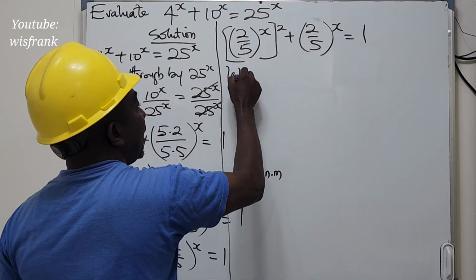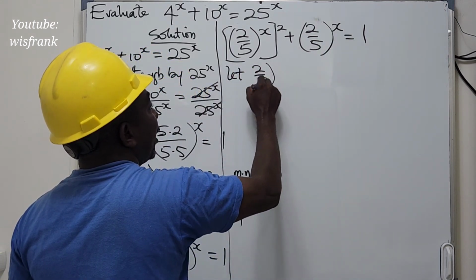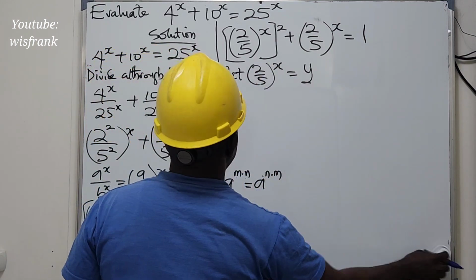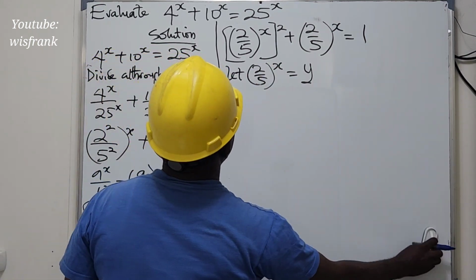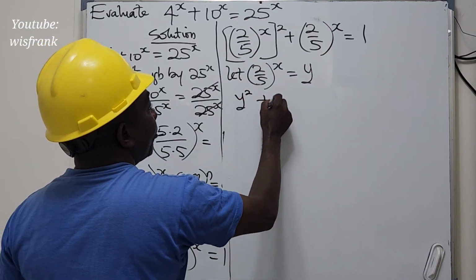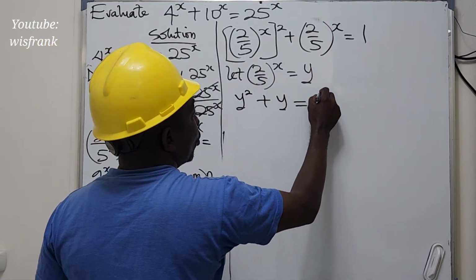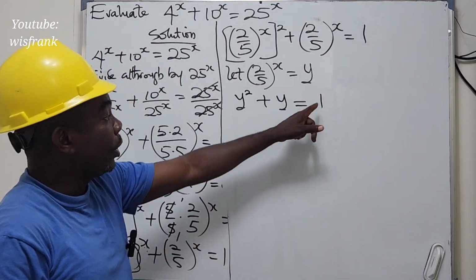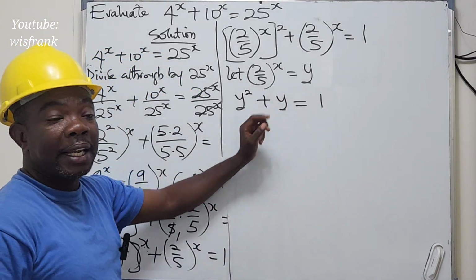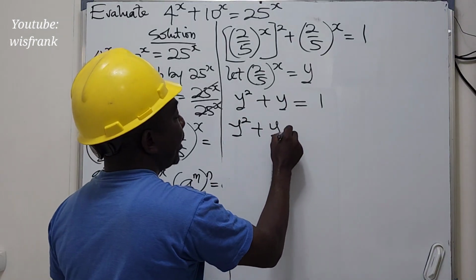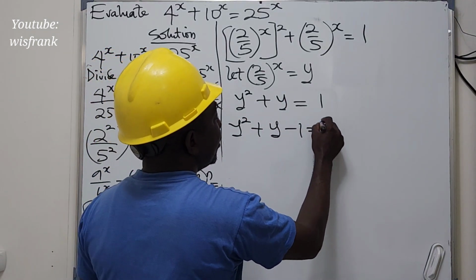So we say let 2 all over 5 to the power of x equals to y. So we are going to substitute that into where we have the value of y. So this will become y to the power of 2 plus y equals to 1. For us to form this as a quadratic equation, we need to bring in 1 to this left hand side. So this will become y to the power of 2 plus y minus 1 equals to 0.